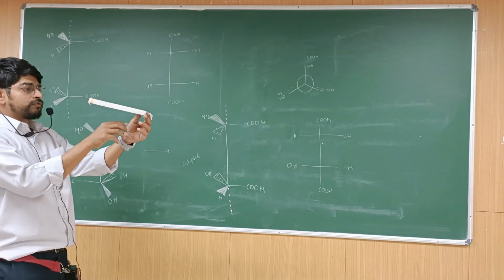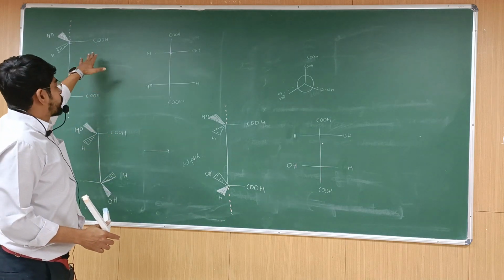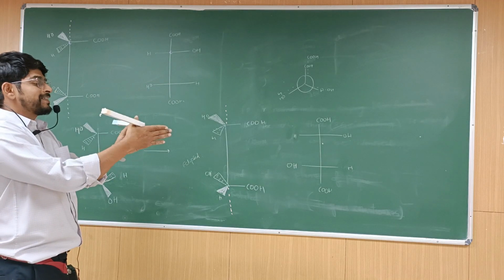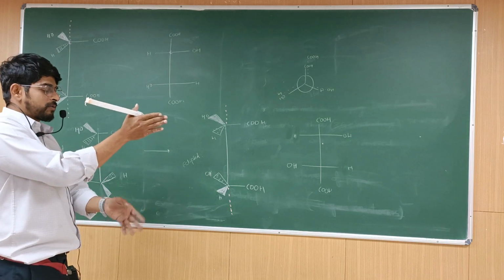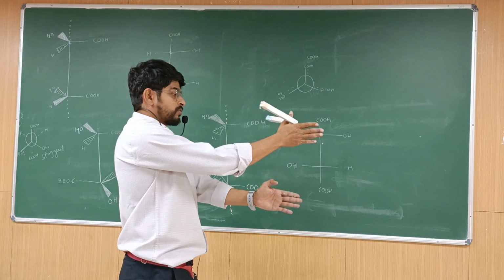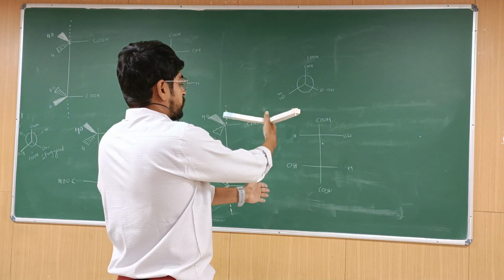To convert this into Fischer projection, the COH group, which is the important functional group, should come on vertical line. Vertical line means what? This is COH, assume. It should be inside the plane of the board. So I am twisting the top carbon atom like this. Automatically the bottom COH also will be twisted like this. Imagine this. This is COH, this is COH. I am twisting the COH into the plane of the board. So both the COH go into the plane of the board.